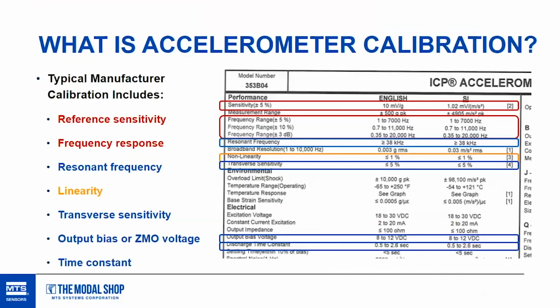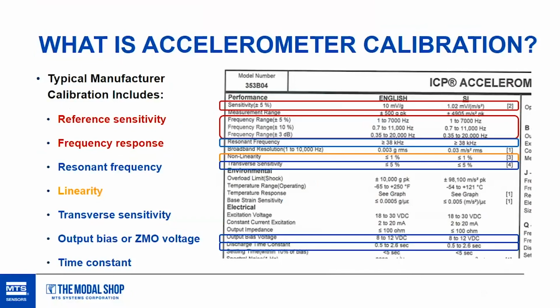What is accelerometer calibration? I like this slide. This is a good one. On the right-hand side here, we have a nice image of a specification sheet for a PCB 353B04. It's a uniaxial accelerometer, pretty standard measurement type accelerometer. And it has a bunch of specs on there. And from the manufacturer, you oftentimes have a cal sheet or multiple cal sheets that define what the performance of the sensor is. So the first couple on there that are called out pretty clearly: reference sensitivity and frequency response. These two are the most important calibration items that we have.